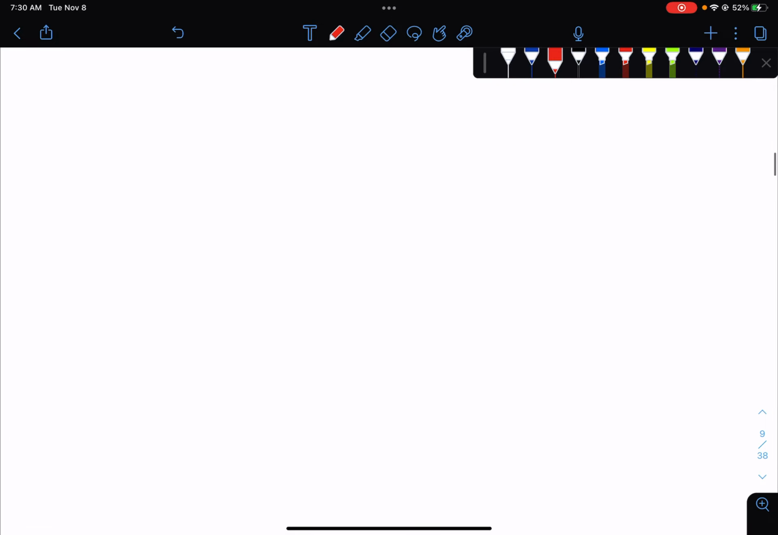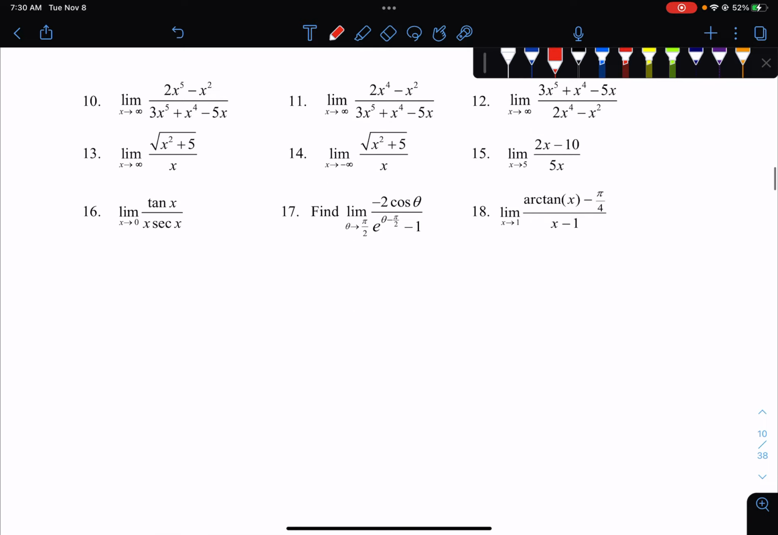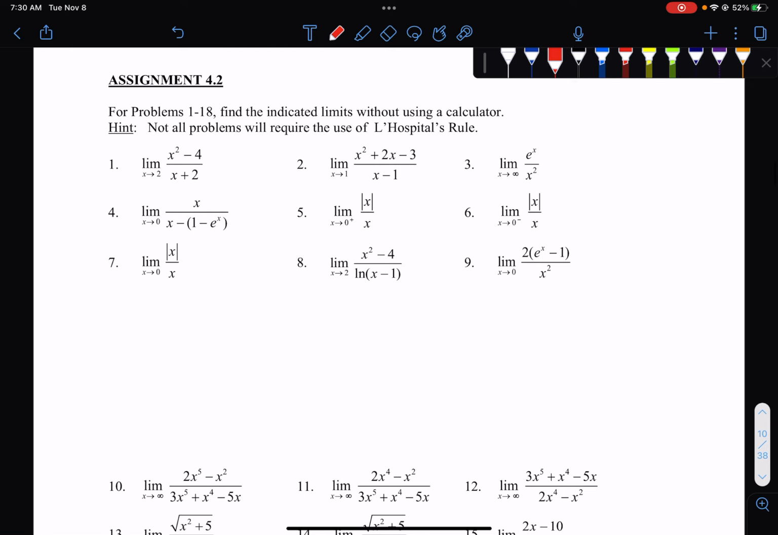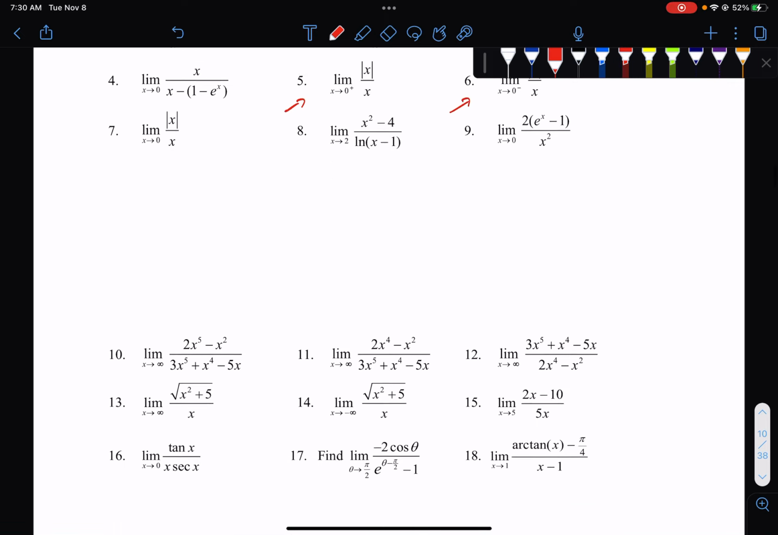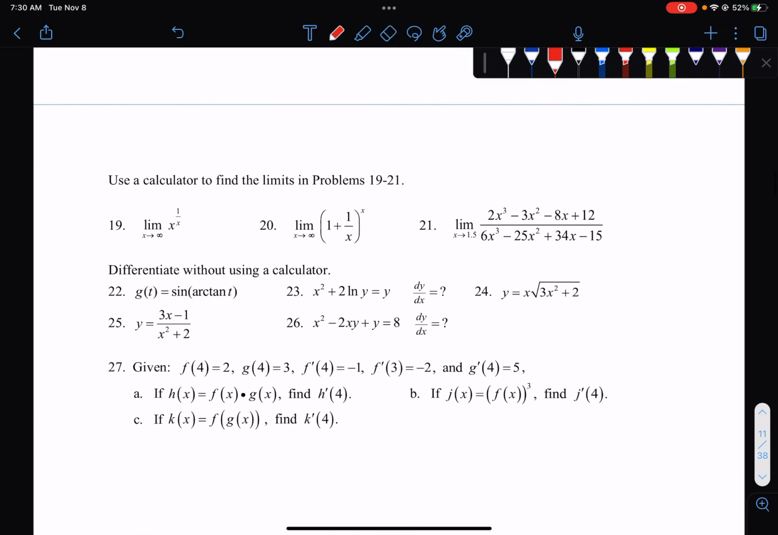So homework problems, go ahead and try all of them. I don't think there's any that I wanted you to leave out. The first 9, you're not going to use L'Hopital on all of them, especially look at number 5 and number 6. You're going to use a right hand limit. You're going to use a left hand limit. So there's a little bit of limit review there. But there is going to be a lot of L'Hopital going on today.